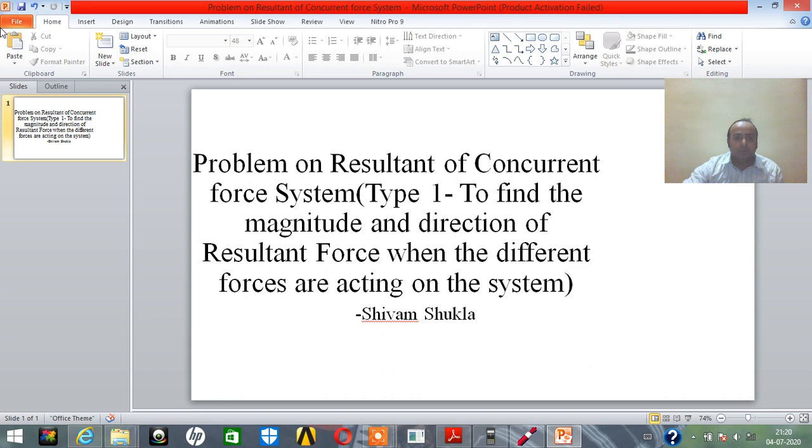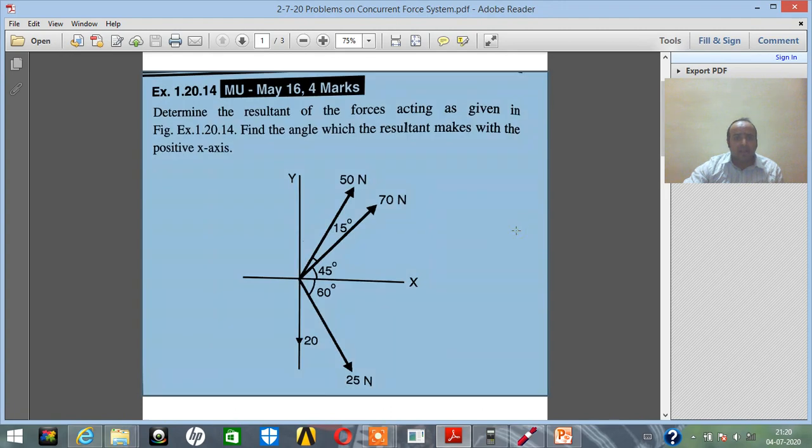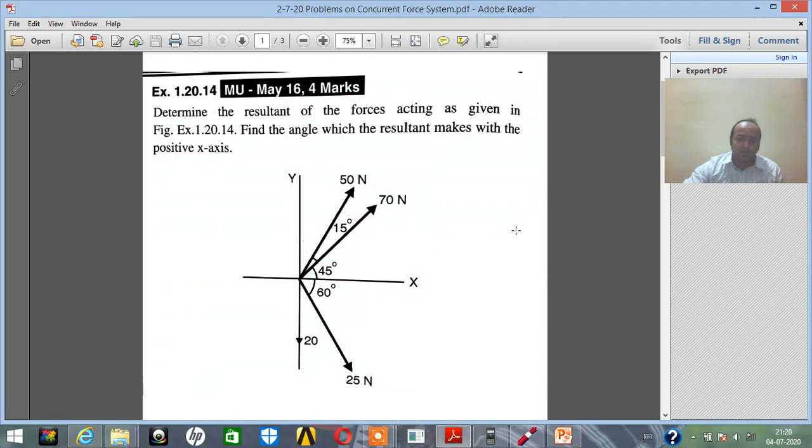This is Shivam Shukla, and here I am to solve a problem on resultant of concurrent force system. It's a type 1 problem to find the magnitude and direction of the resultant force when the different forces are acting on the system. Let's see how the question statement goes. Determine the resultant of the forces acting as given in figure. Find the angle which the resultant makes with the positive x-axis.